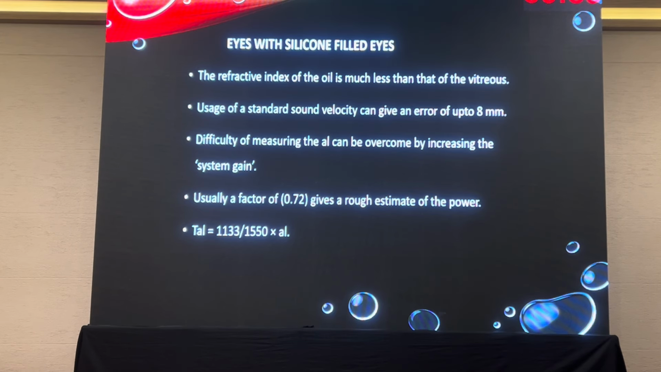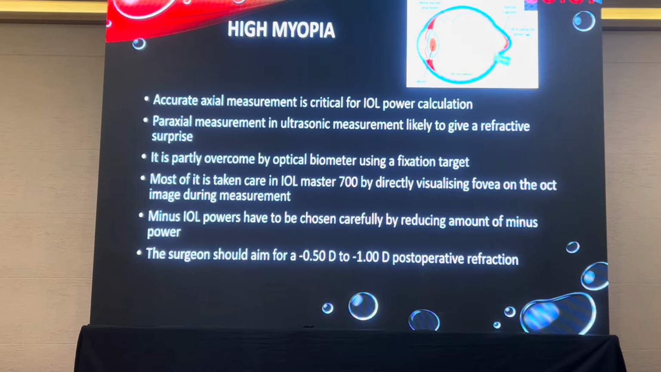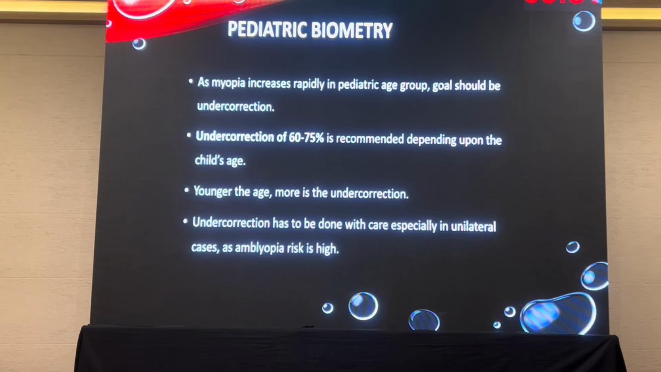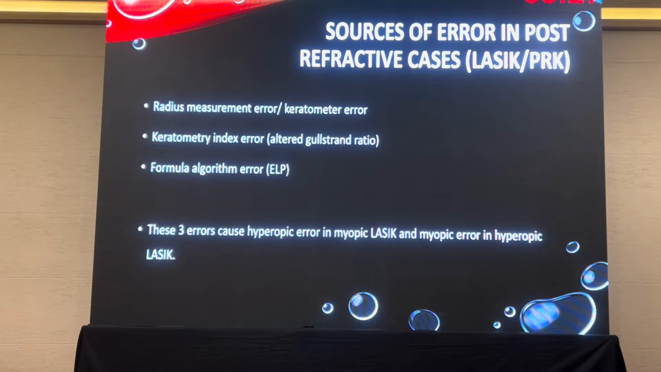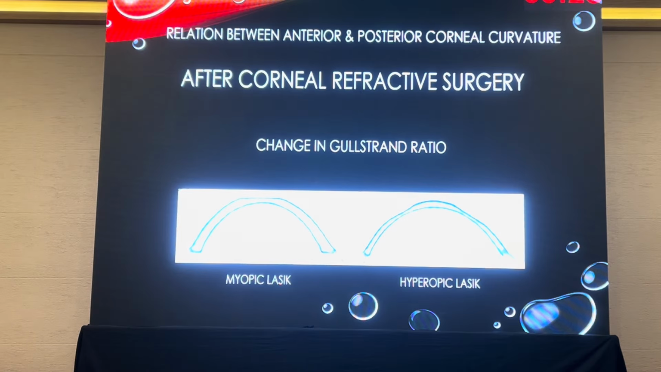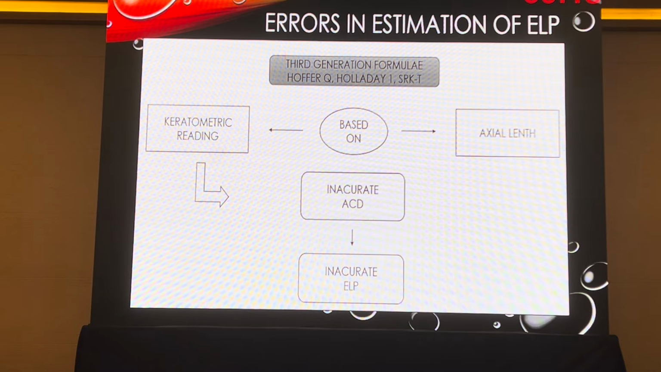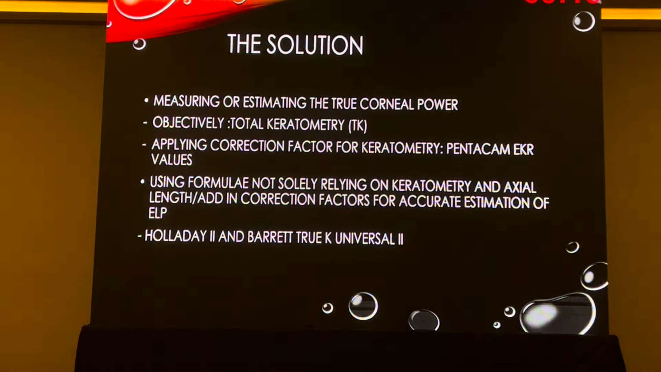In silicone filled eyes, we can use a factor of 0.72. In high myopia, again as I said, IOL Master can be used or a B-scan with A-scan vector. In pediatric biometry, you will have to undercorrect depending on the age. And in post-refractive cases, there is a change in the Bell-Strand ratio. So again, go for formulae which use axial length to calculate the anterior chamber depth.